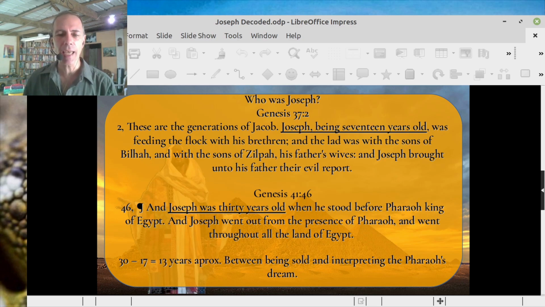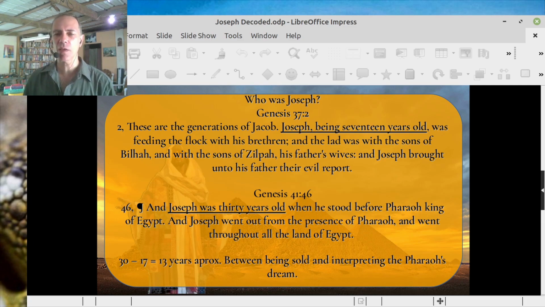Now we jump ahead in our story to Genesis 41:46. Joseph is standing before the Pharaoh. He's interpreting the Pharaoh's dreams. And it says, And Joseph was 30 years old when he stood before Pharaoh, king of Egypt. And Joseph went out from the presence of the Pharaoh and went through all the land of Egypt. Important. So, when he's interpreting the dream, he's 30 years old.